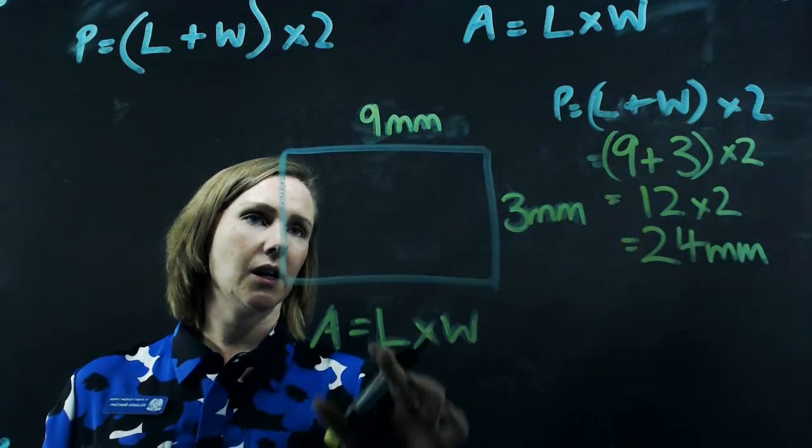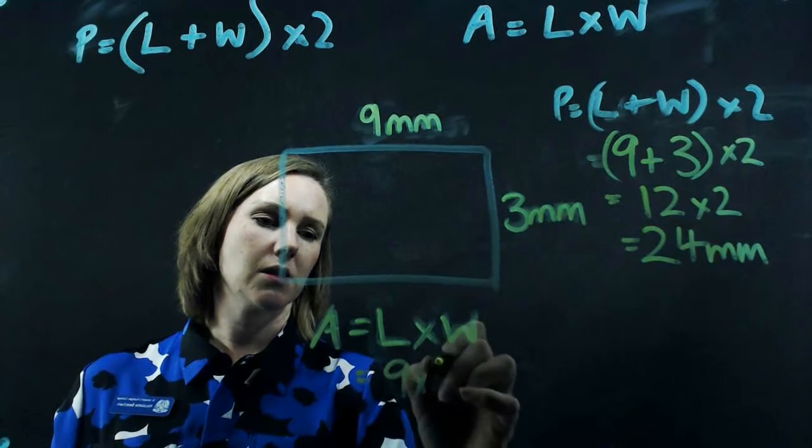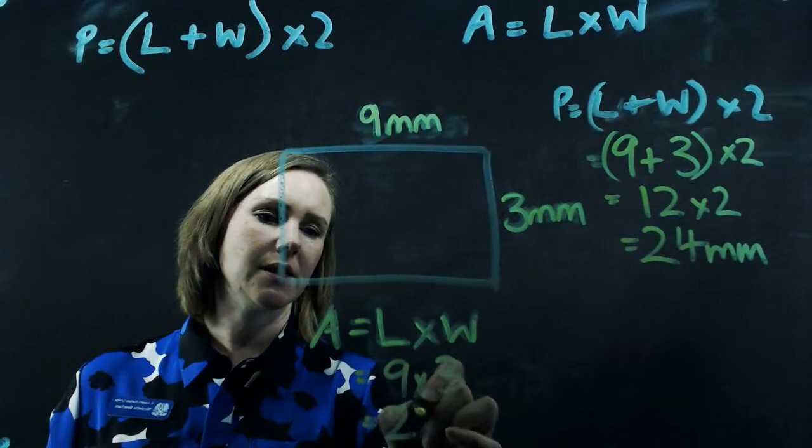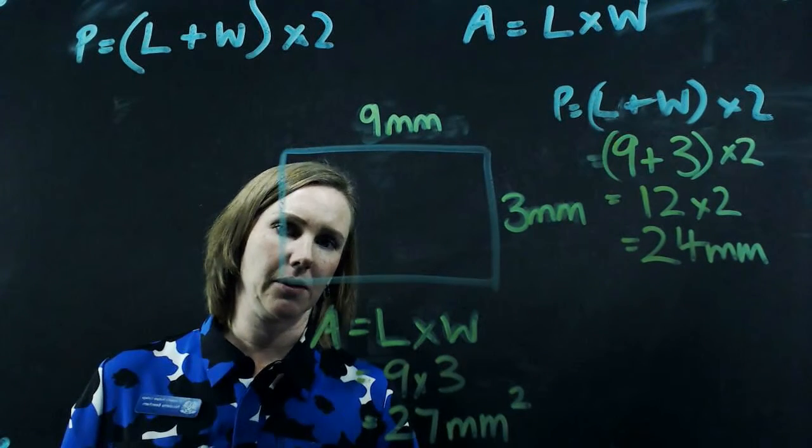Okay, and the area, length times width, okay, so 9 times 3, 27 millimeters squared, because it's an area measurement.